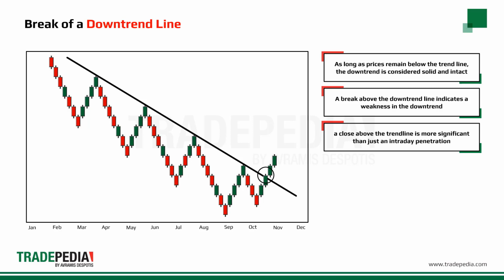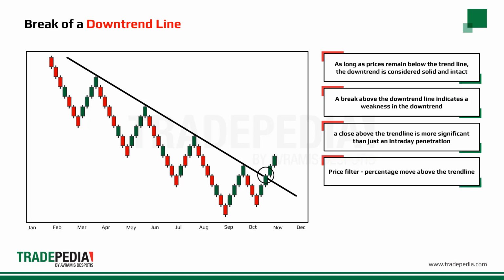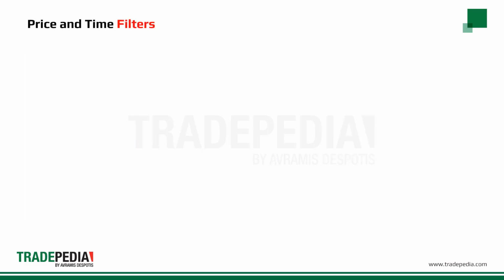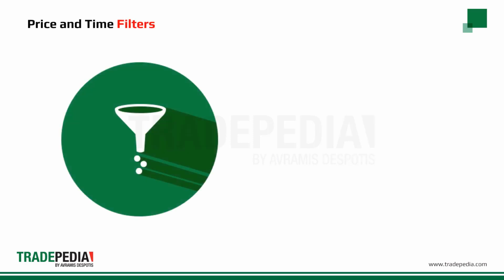As in the case of the uptrend line, we can use filters to confirm the break of the downtrend line. A price filter, where you wait for a certain percentage move above the line. Or a time filter, where one or more closes above are needed in order to confirm the break. Price and time filters are used by traders to validate the penetration of a trend line.